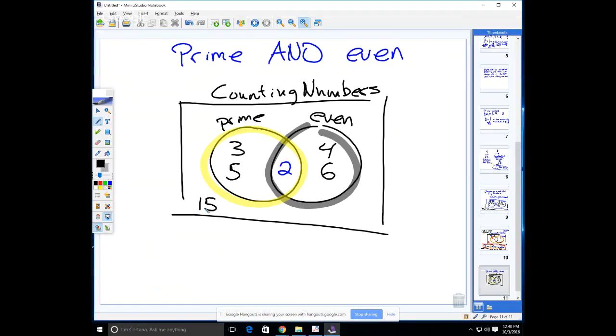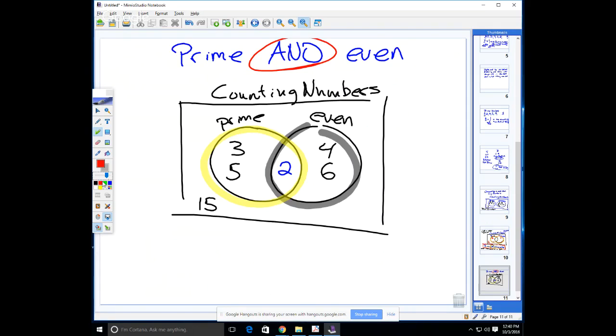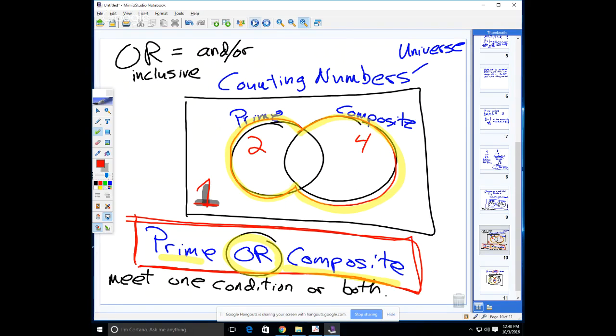Okay, so just a note, when I do an and while playing around with Venn diagrams, that and is always this little crescent in the middle. That's where and lives. Or is the figure 8, and is the little crescent in the middle.